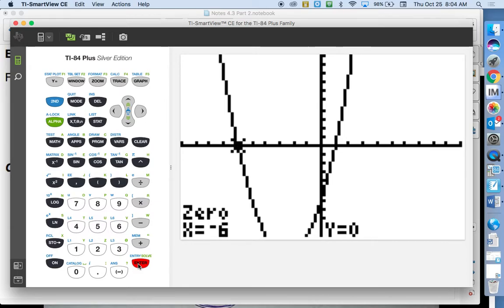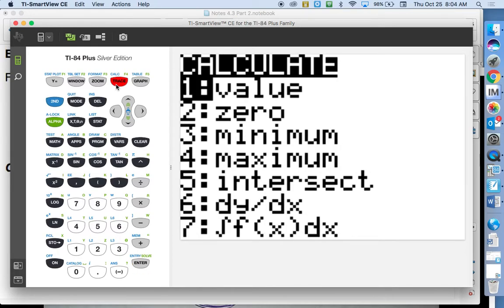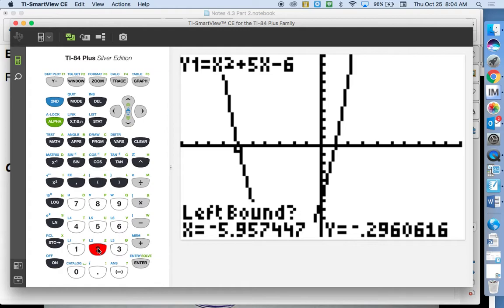And it tells us that we have a 0 at -6, 0, which is exactly what we said for factoring, but now the calculator is doing it for you as a way to check your work. So again, do it a second time. Second trace. Hit number 2 because we're finding zeros.